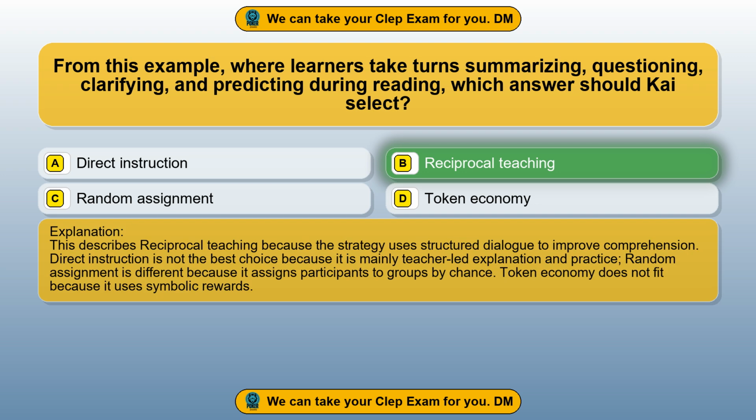This describes reciprocal teaching because the strategy uses structured dialogue to improve comprehension. Direct instruction is not the best choice because it is mainly teacher-led explanation and practice. Random assignment is different because it assigns participants to groups by chance. Token economy does not fit because it uses symbolic rewards.